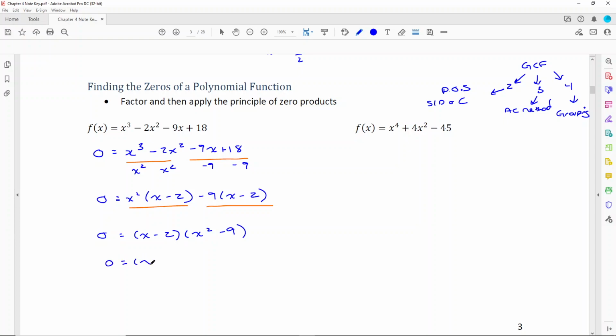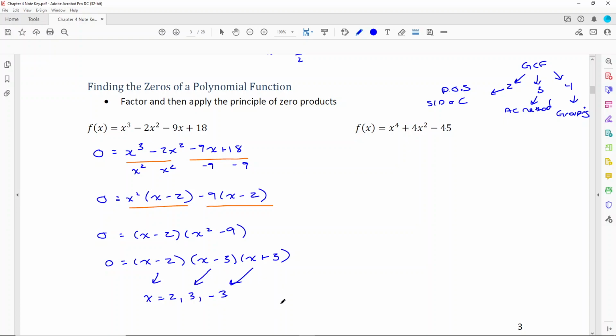So to factor a difference of squares, I'm going to go x minus 3 and x plus 3. You draw two brackets, square root of the first term, square root of the last term, one gets a plus, one gets a minus. Now it's a product of linear factors, and I can solve. This would give me x equals 2, this would give me x equals 3, and this would give me x equals negative 3.